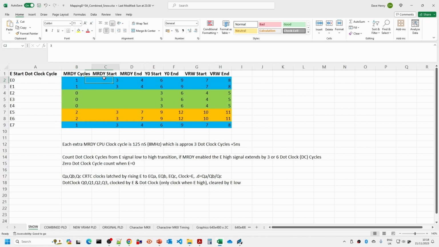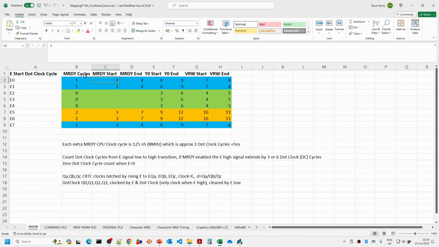And that's what all those charts and diagrams I did in the previous video were to work out. Now at the moment I'm planning to have the MRDY start on clock cycle 3 and end on clock cycle 4. Y0 will start on 6 and end on 9, and the video read-write signal will be a 2 clock cycle signal within that Y0 period. We could actually change these numbers if we find that the timing is not quite right. We can change them relatively easily and configure the PLD to adjust the timing.